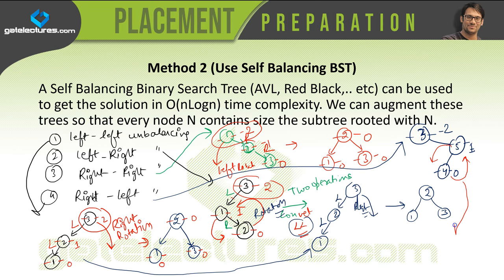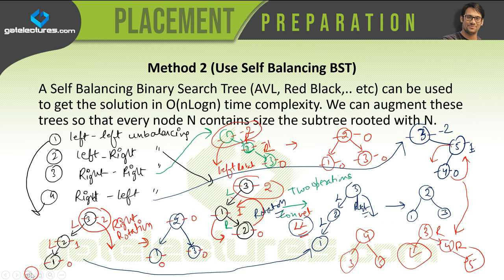After this rotation, this problem will change to a right-right unbalancing here. So as you can see, right-right unbalancing. We are going to use the same operation again, and we will rotate it here in the left rotation. And then this tree will be balanced. So for every data element, we can use this method to balance the tree. Okay, I hope that you understand.